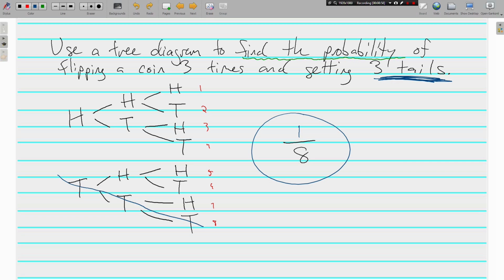Alright, sample space. This year again we're looking at lists and trees. And that's pretty much it.